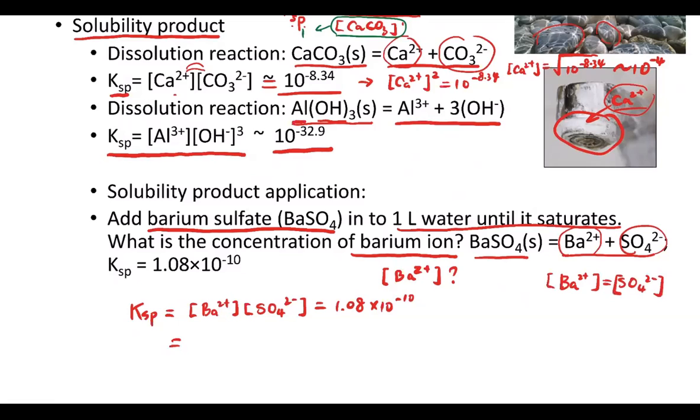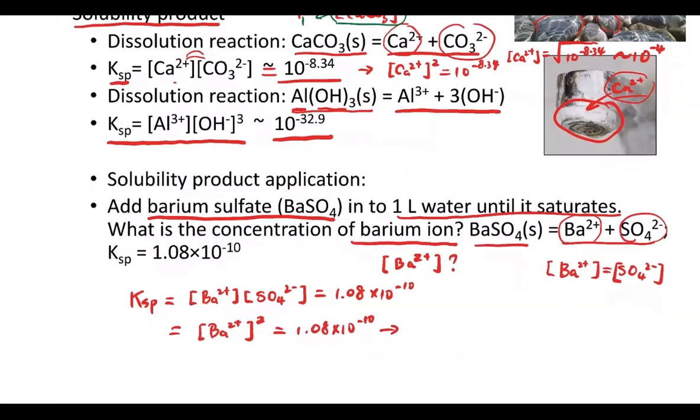So because of that, we have the barium ion concentration to the power 2 equal to 1.08 multiplied by 10 to the negative 10. So further, we can calculate. We can take the square root and then calculate the barium ion concentration. So the things will be a little bit different.